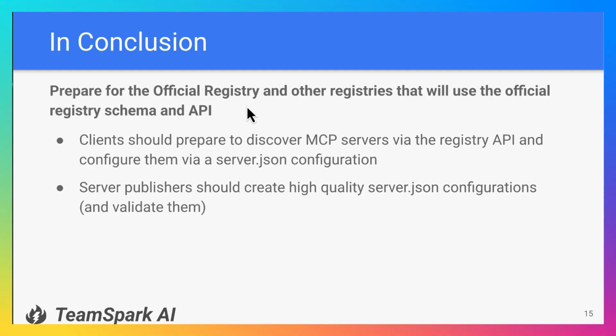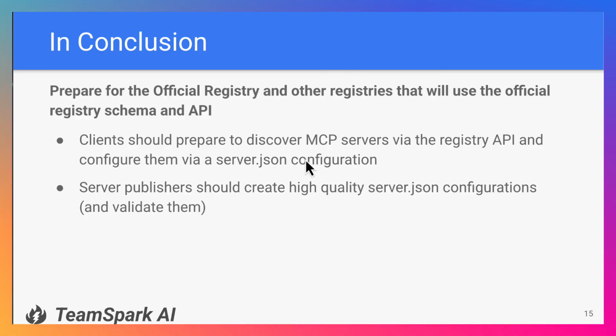So in conclusion, I think everybody should be preparing for the official registry and the other registries that are going to use that schema and that API. I think this is going to be the way that we find servers, whether it's through the official registry itself or through something that implements it. On the client side, you should prepare to discover your servers via that registry API, which is pretty straightforward, and be prepared to configure the servers via the server.json configuration.